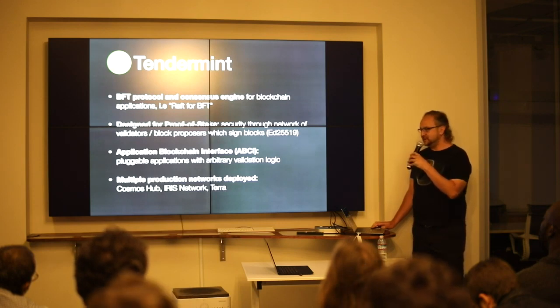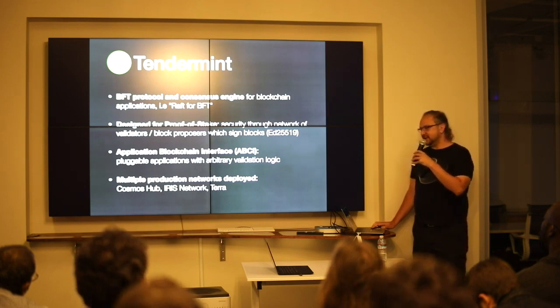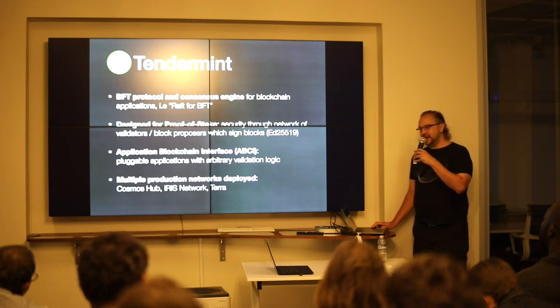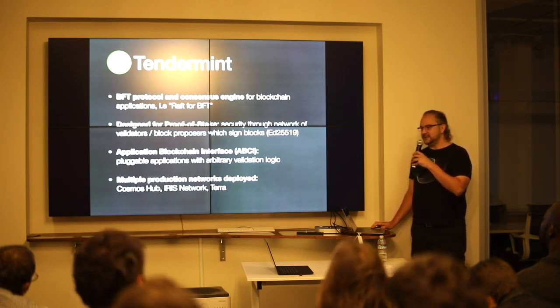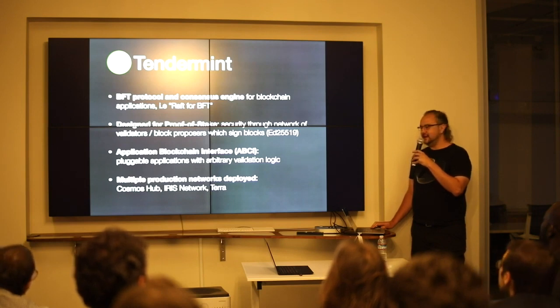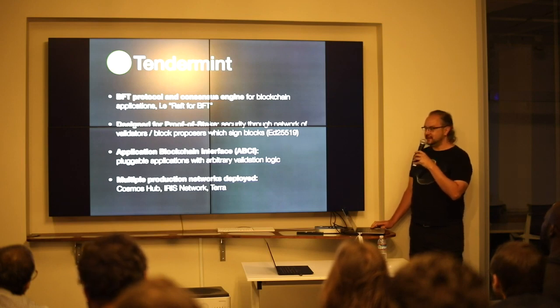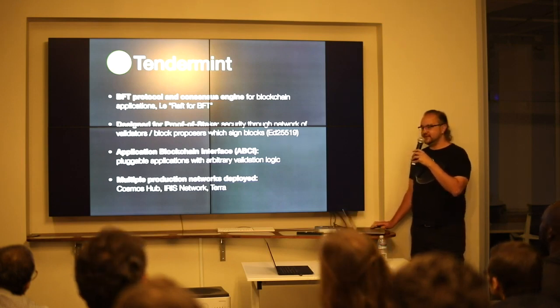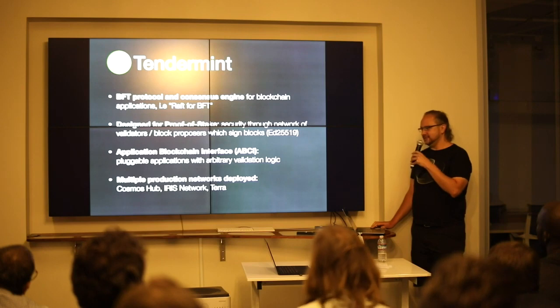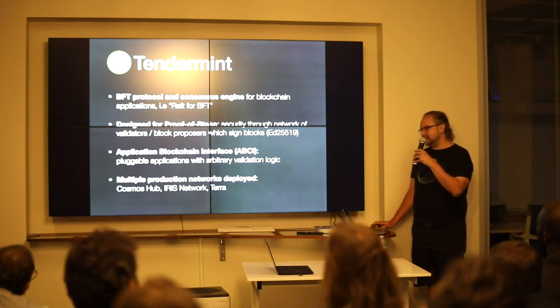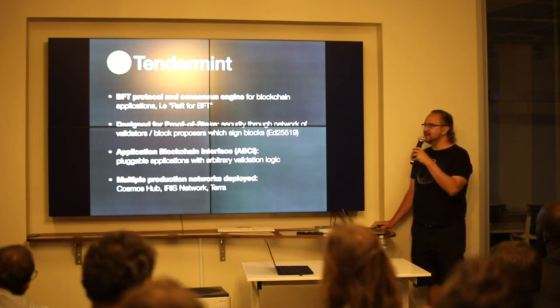And probably one of the most notable things about it is some of the only production proof-of-stake networks are based on Tendermint. So the core one is Cosmos Hub, but then there's also the Iris network and Terra. Iris is basically the Chinese equivalent of Cosmos Hub, and Terra is a Korean stablecoin. So these are all production networks running on Tendermint.